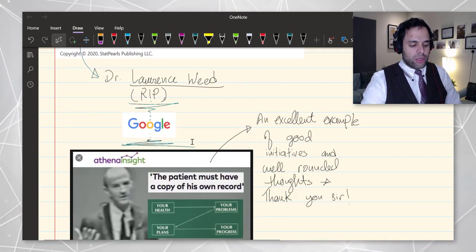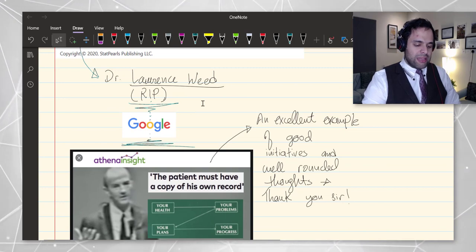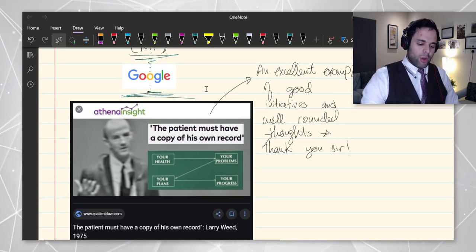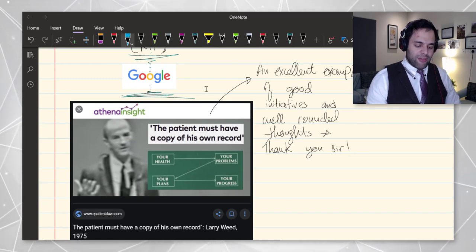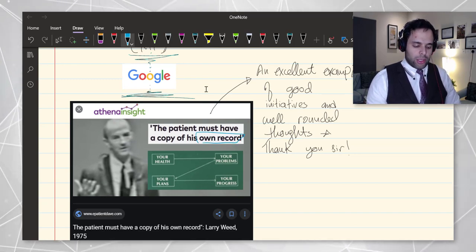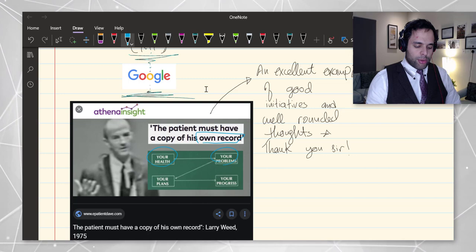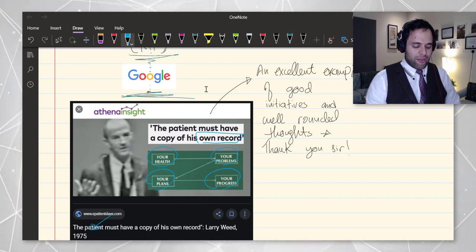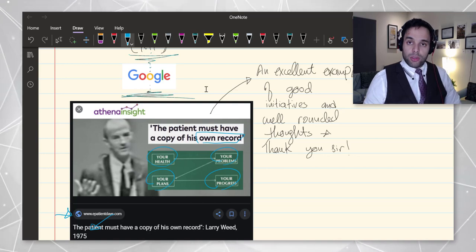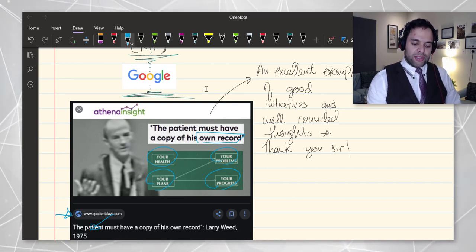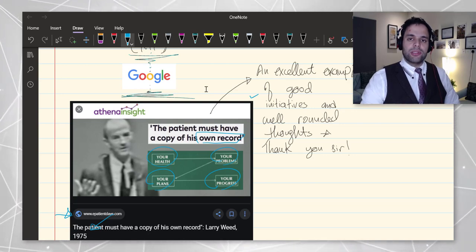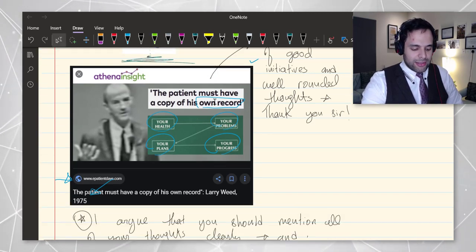So Dr. Lawrence Weed, I believe that he passed away in 2017, also proposed that a patient must have a copy of his own record. Your health, your problem, your plans, your progress, right? This is from 1975, also derived from Google. An excellent example of a good initiative that really made a difference in the way that we practice medicine.